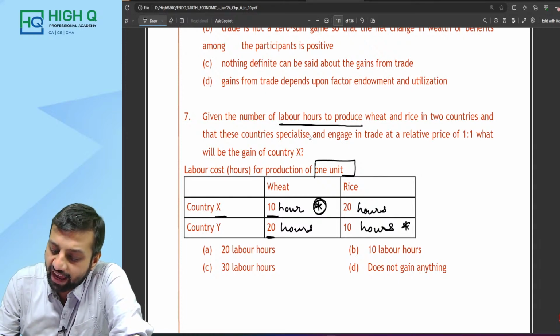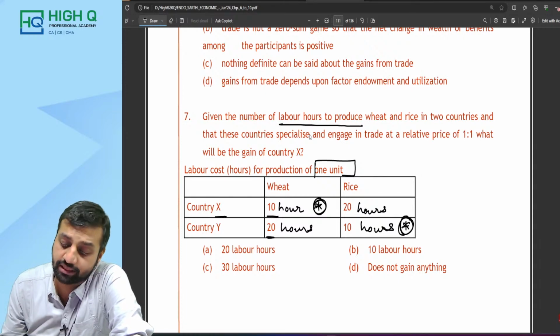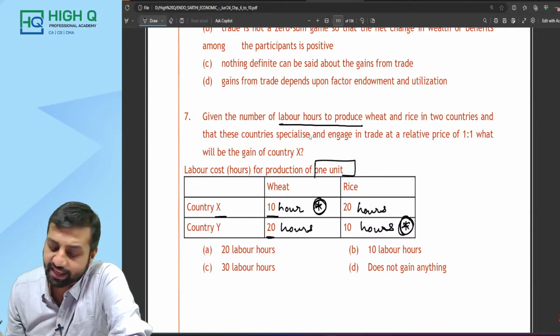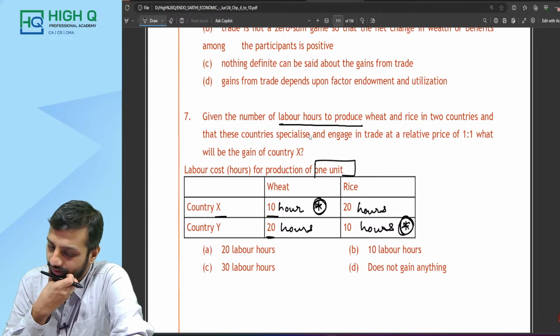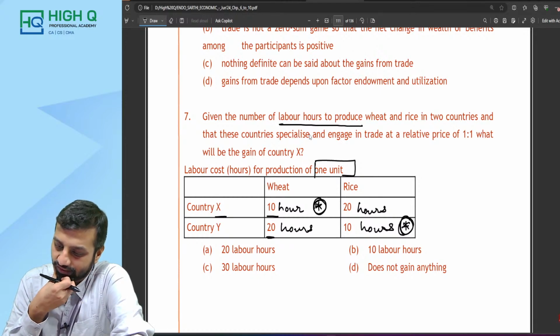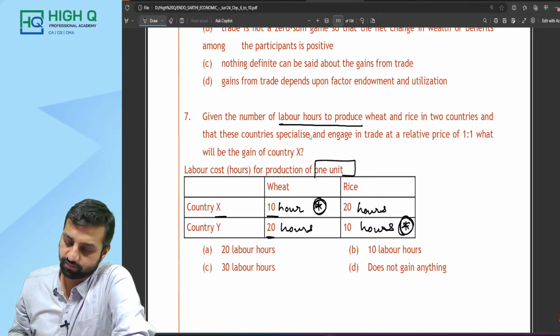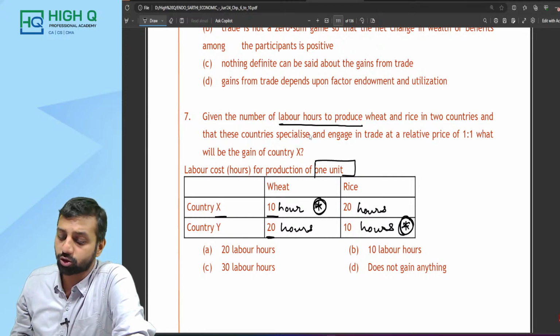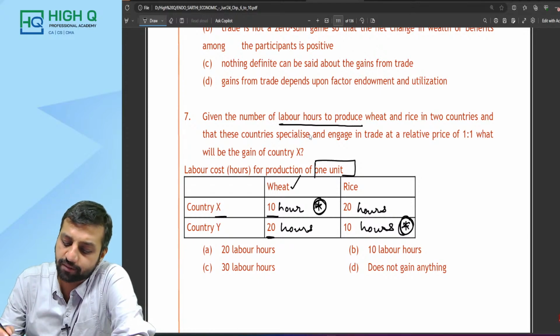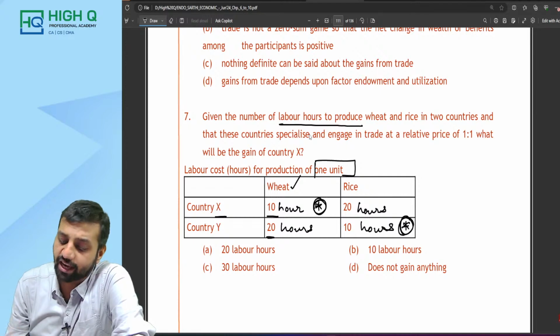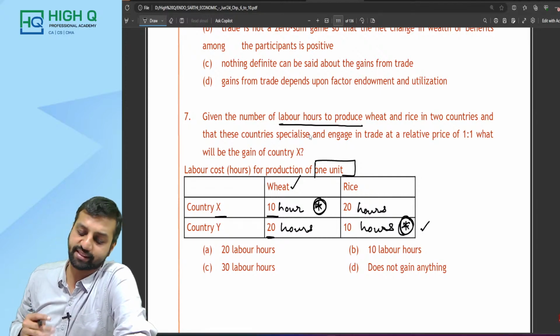Country Y has an advantage in rice. Yes, Faridul. So country X should focus on wheat. Country Y should focus on rice.